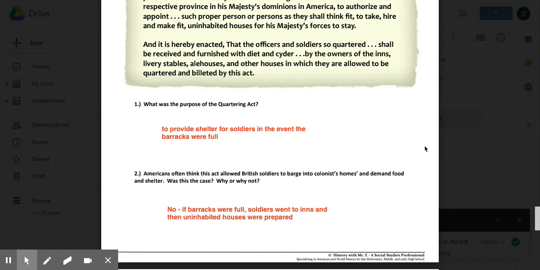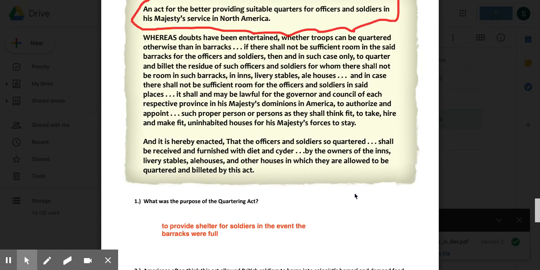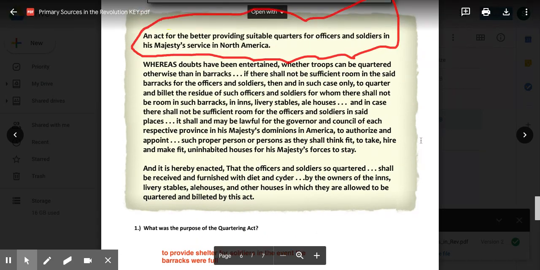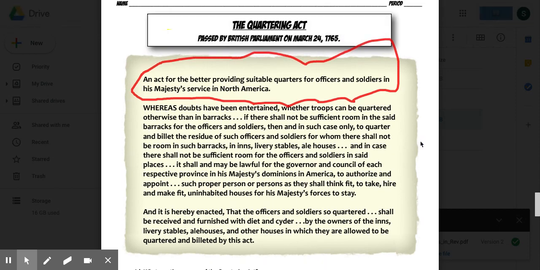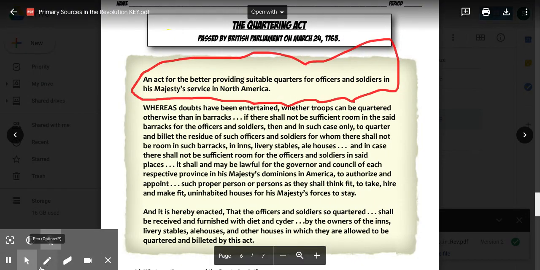Question 2 asks, Americans often think this act allowed British soldiers to barge into colonists' homes and demand food. Was this the case? Why or why not? So this is an interesting question because this doc gives more information about the Quartering Act, which I'm going to highlight. A lot of people have the misnomer that the Quartering Act just means a soldier came at 2 a.m., knocked on your door, kicked you out of your bed, ate all your food, stayed for 3 days, and left. No, that wasn't the case, and it wasn't like they just did that because they were having fun.